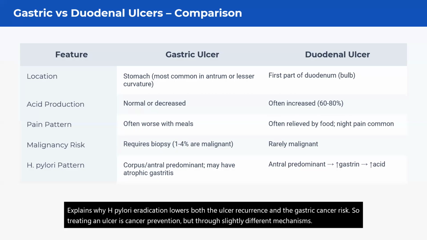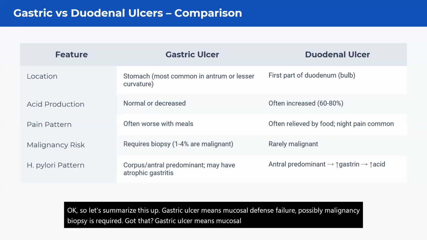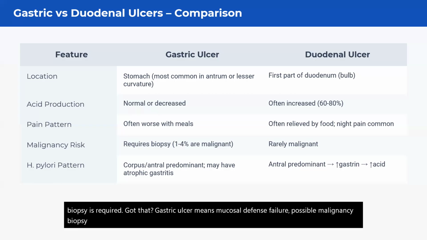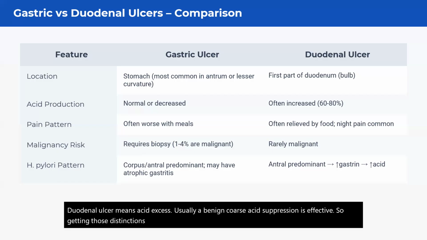Okay, so let's summarize this. Gastric ulcer means mucosal defense failure, possible malignancy, biopsy required. Duodenal ulcer means acid excess, usually a benign course. Acid suppression is effective. So getting those distinctions is going to help you refine the diagnosis and deal with the surveillance and treatment planning.